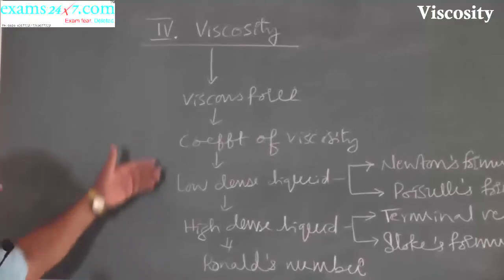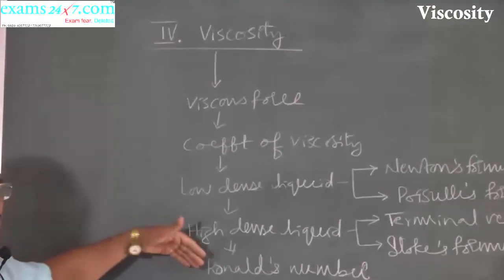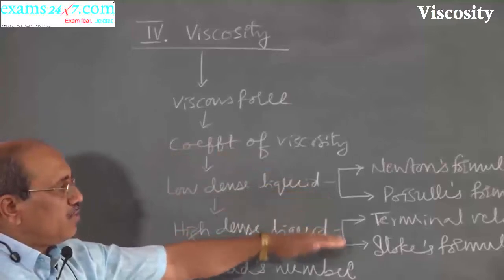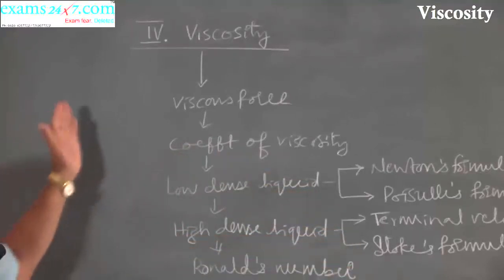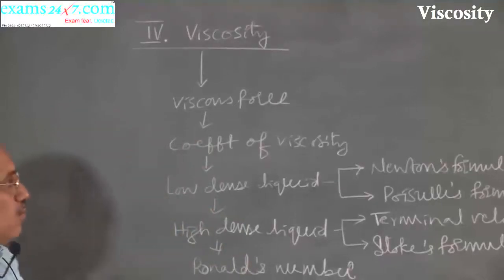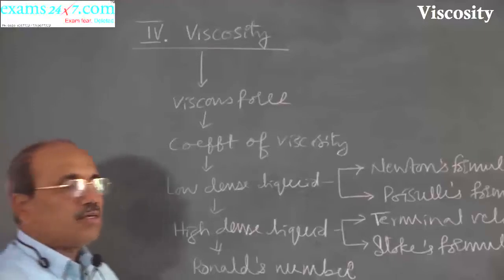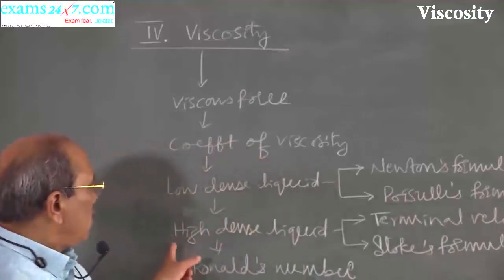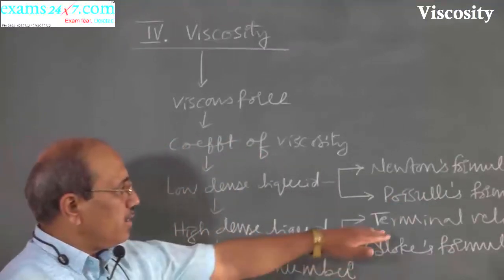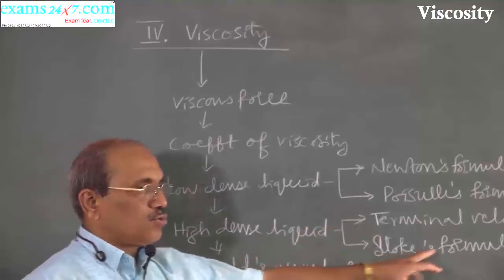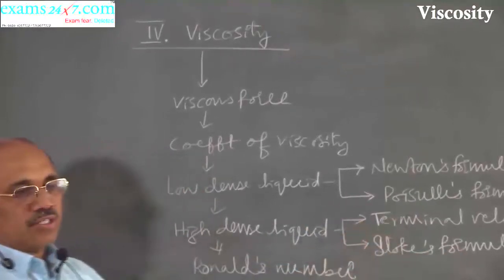The major part relies on all these. Every part has some relations, and the numerical problems come from this, majorly on Poiseuille's formula, terminal velocity and Stokes relation. We have to start with what viscous force is, then viscosity and the coefficient of viscosity. For any low dense liquid like water, we have Newton's formula for viscous force, and the volume of liquid flowing out per second in horizontal streamline flow is given by Poiseuille's relation. For high dense liquid, the idea of terminal velocity helps us determine the viscous force using Stokes formula, and we have a relation for terminal velocity also.